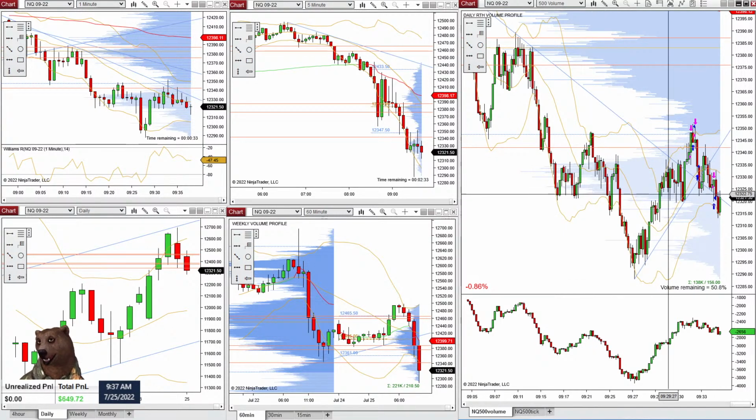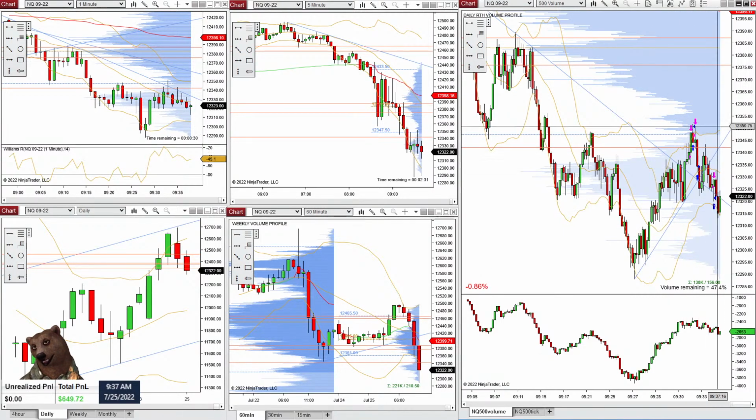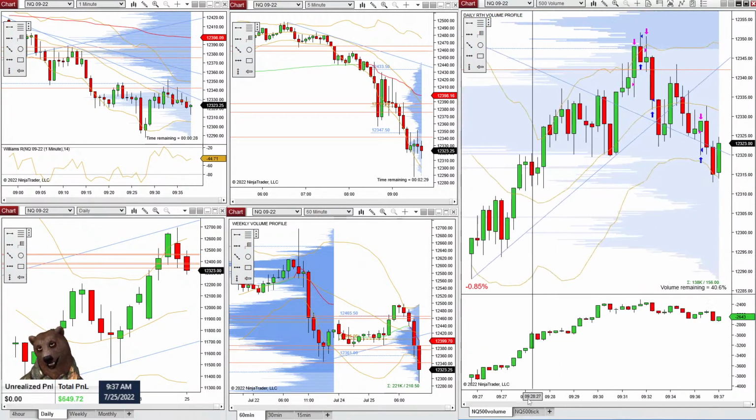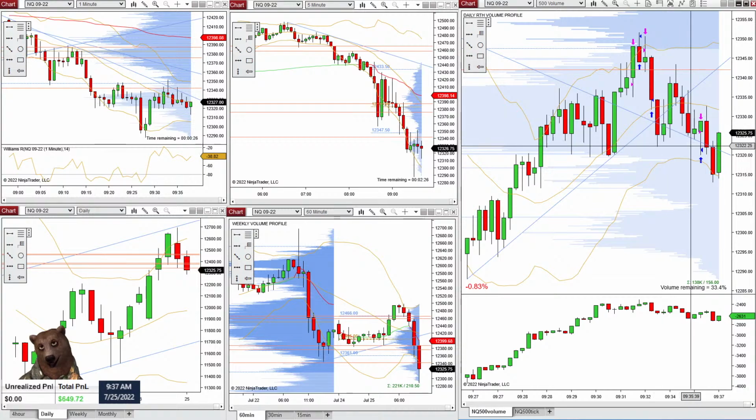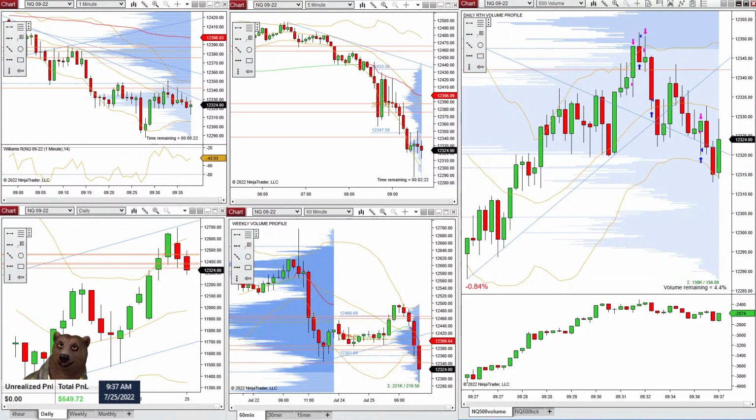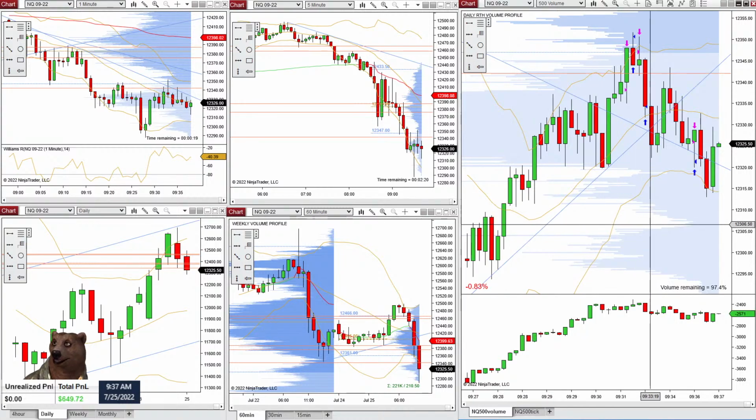When I can tell that I'm getting super granular on this, like looking at the 500 volume like this, really granular, I can tell it's time for me to take a break. I can tell that I'm really reaching for something that may not be there.